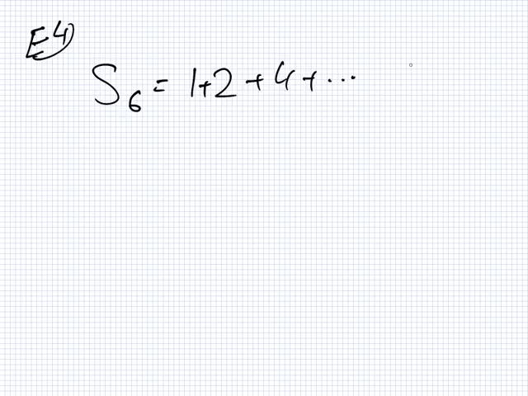Right, let's have a look at using this formula now. Which example number is this now? Four, okay. So we want to calculate S6: 1 plus 2 plus 4 all the way up to 32.